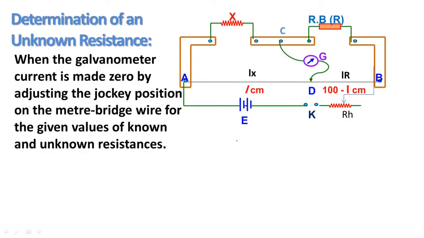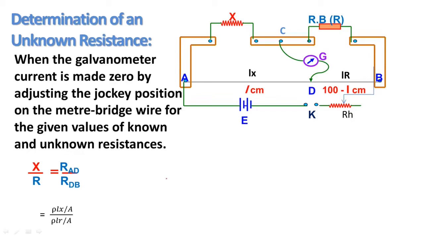When the galvanometer current is made zero by adjusting the jockey position on the meter bridge wire for the given values of known and unknown resistances, therefore X upon R is equal to the resistance of wire AD divided by the resistance of wire DB.